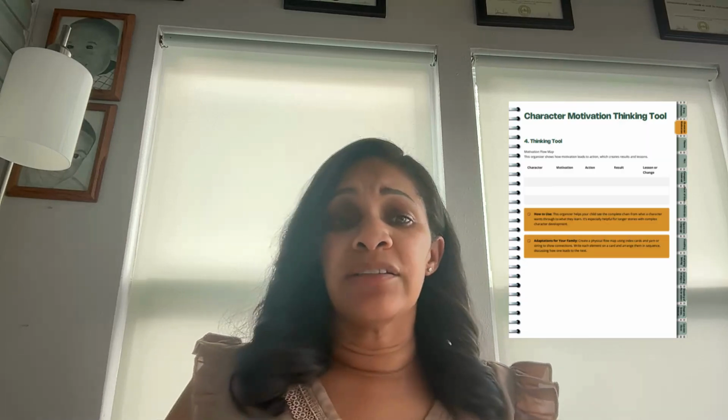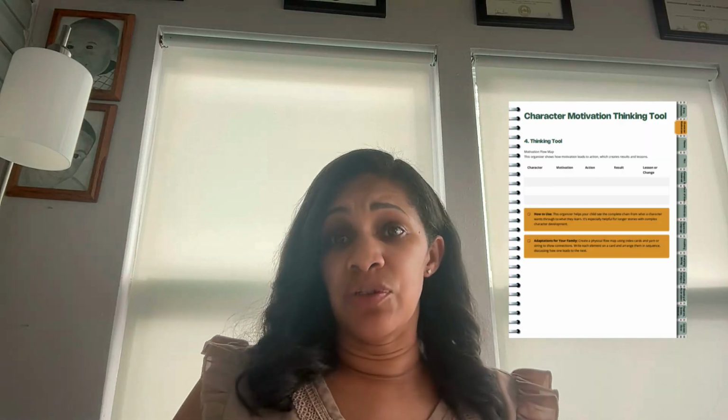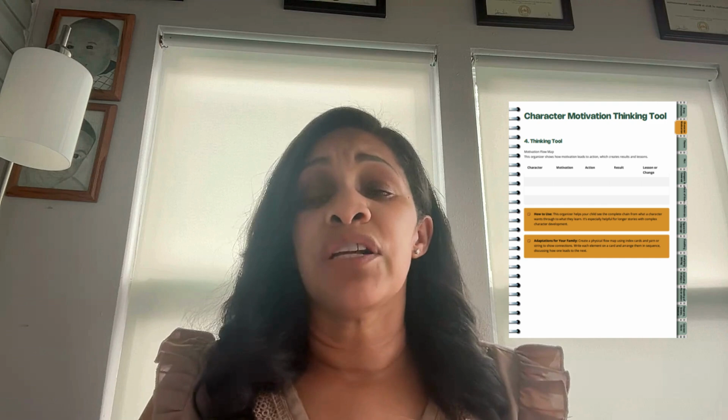Then we have our character motivation thinking tool. I'm going to give you an example of how we're going to use this. My daughter watches Alvin and the Chipmunks. So the thinking tool has a character, motivation, action, result, and the lesson or change. We're going to use all the different characters: Simon, Alvin, Theodore, Brittany, Eleanor, and Jeanette. And those are going to be the characters. We're going to talk about their motivation, their action, the result, and the lesson or the change.